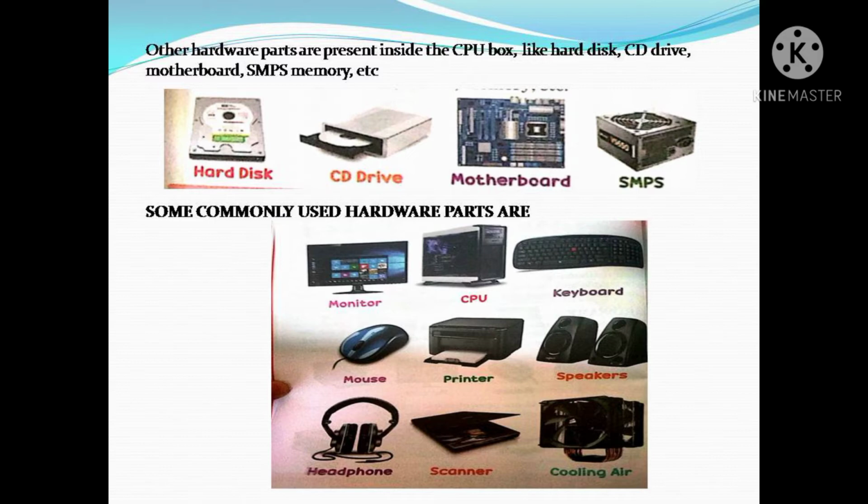Now we will see what is there inside the CPU. What are the parts which are inside the CPU? They are also called hardware because we can touch and feel. Okay. So for a few hardware devices we will see, what are the hardware devices inside the CPU? Basic parts: you have hard disk, CD drive, motherboard, SMPS. These are all inside the CPU. Even these are called hardware.